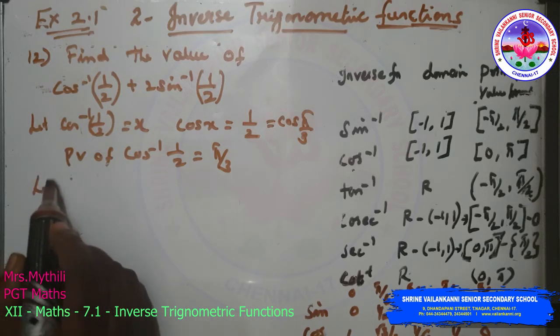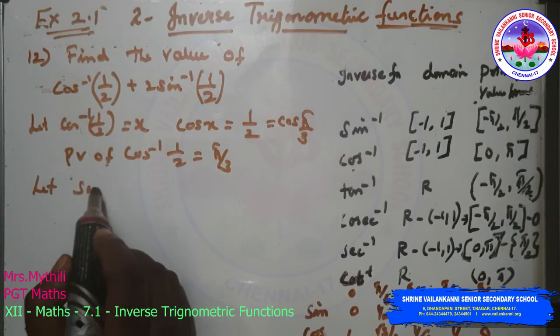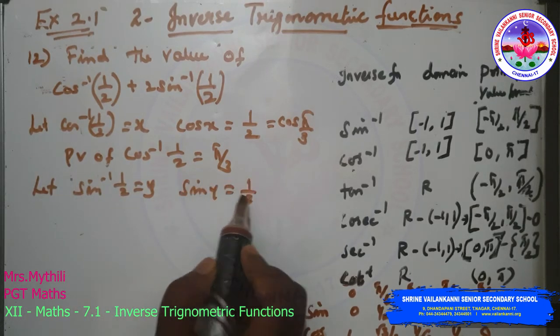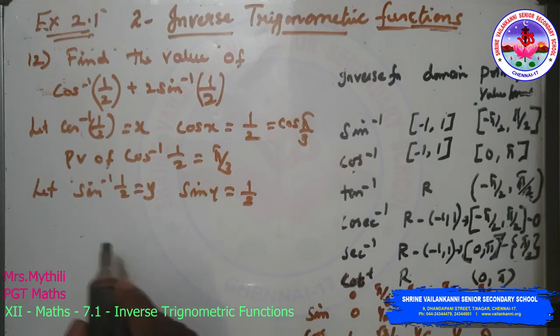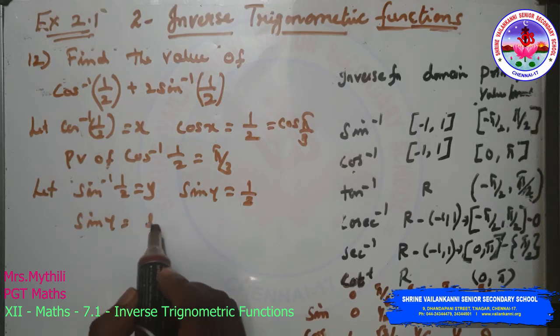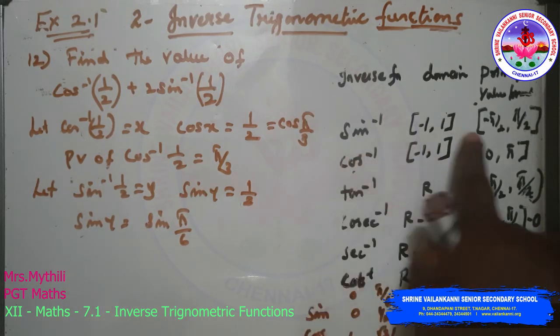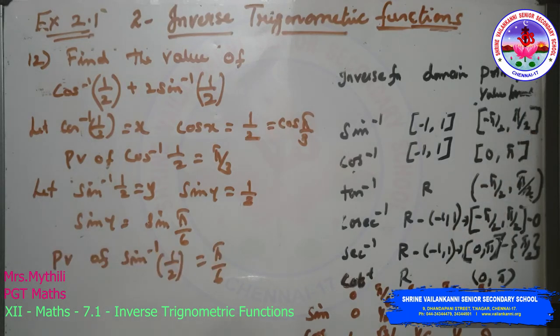Now we have to find sin inverse. Sin inverse of half equals y, then sin y equals half. Sin pi by 6 is half, so sin y equals sin pi by 6. Pi by 6 lies in the principal value branch of sin inverse, minus pi by 2 comma pi by 2. The principal value of sin inverse of half is pi by 6. Now we add these two values: pi by 3 plus 2 into sin inverse of half, so 2 into pi by 6. Cancelling this, we get 2 pi by 3.